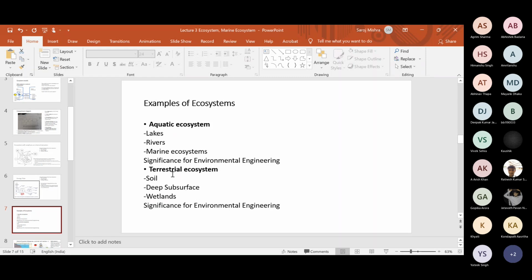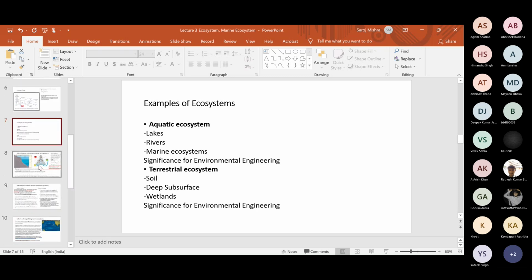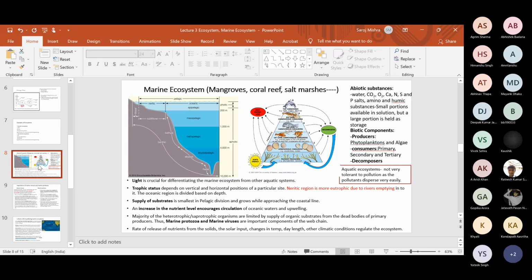Similarly, when you look at the land ecosystems or the terrestrial ecosystems, people have tried to understand the soil ecosystem, or what is just below the soil, which is the deep subsurface, or the wetlands, or the marshy lands, and so on and so forth. So several of these things which you see outside can be understood in terms of very well-defined ecosystems. So here, very quickly, is an idea of the marine ecosystem.